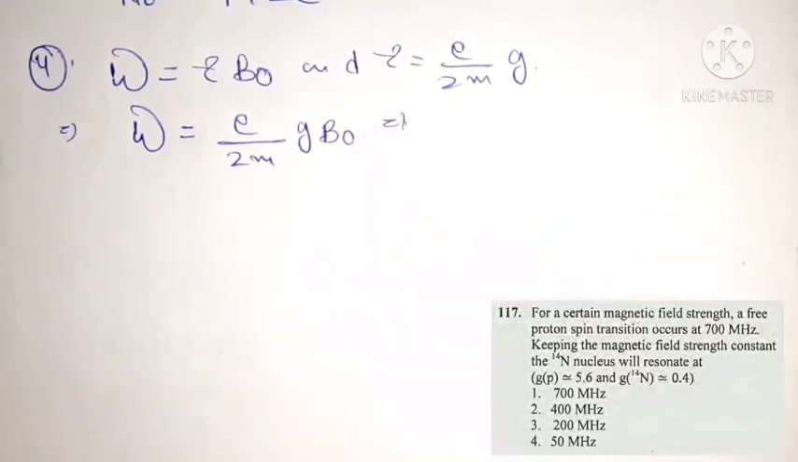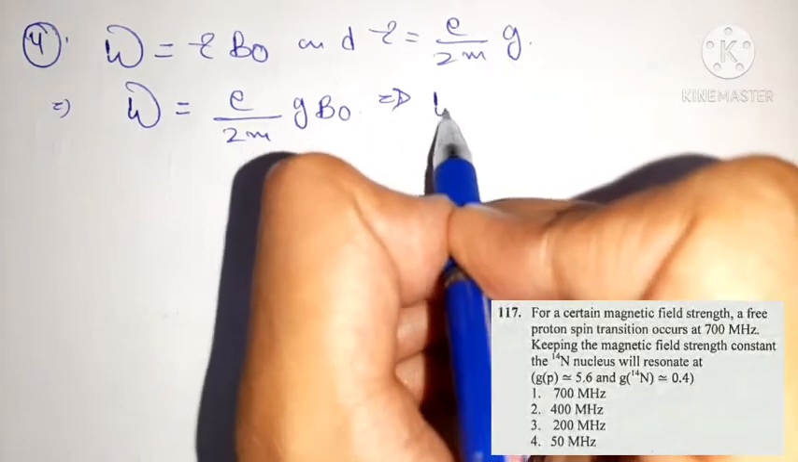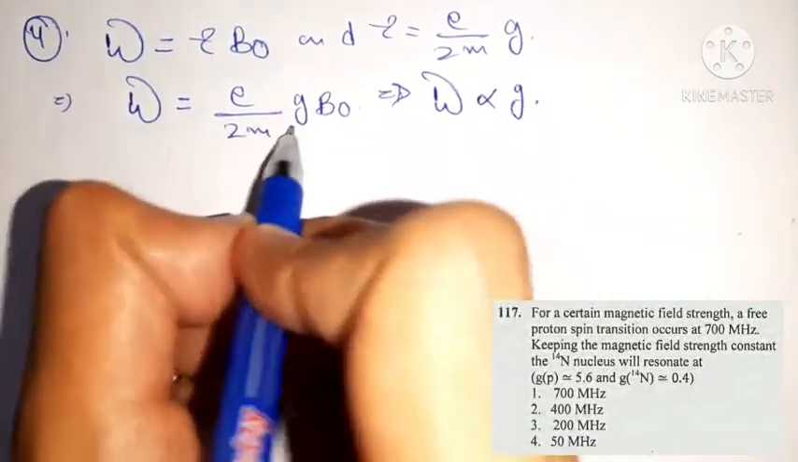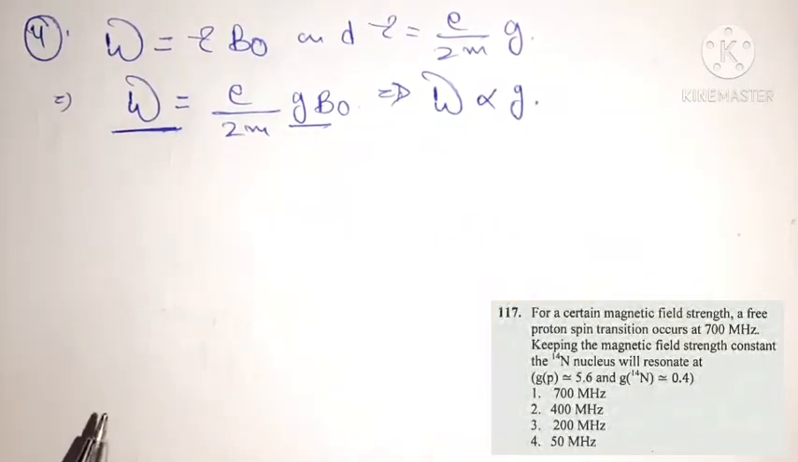So from this equation we get the relationship between omega, that is resonating frequency, and G, that is, omega is directly proportional to your G value. This is G and this is omega. This is resonating frequency and this is G value. And according to your question you must find this resonating frequency for 14N nucleus, and we will have the resonating frequency of proton and the G values of proton and 14N nucleus.